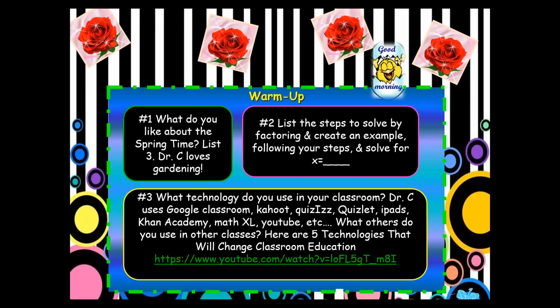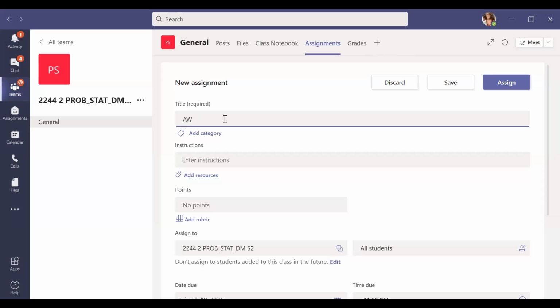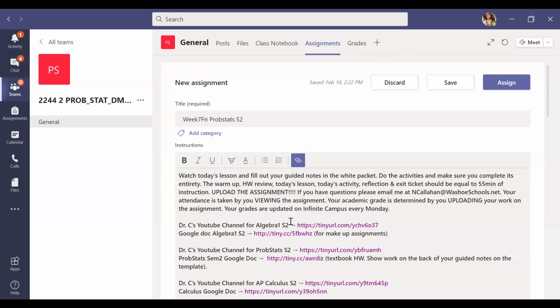All right, so let's go ahead and get started with your assignment for today. So today, this is for week 7, Friday, for Probstats, semester 2. Here are your instructions for the day.